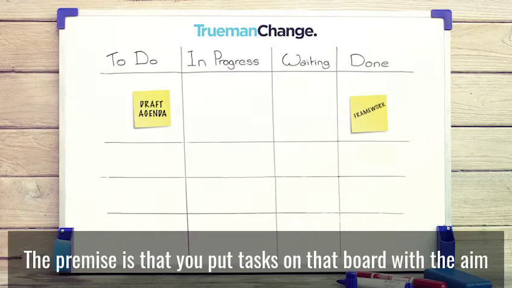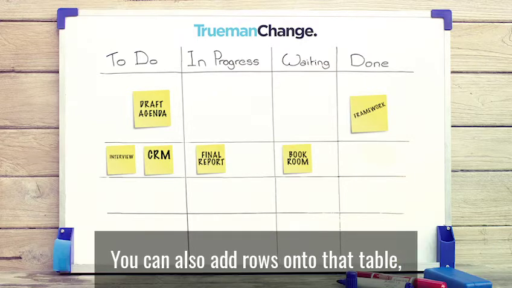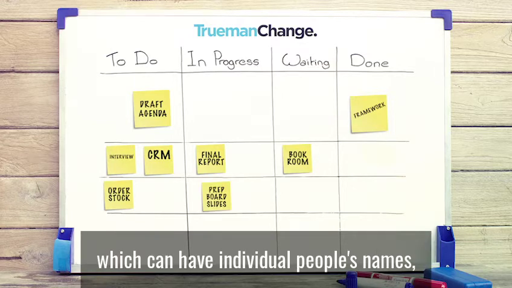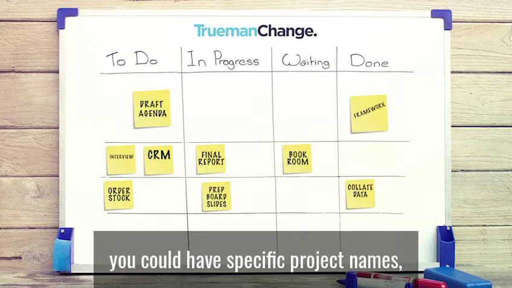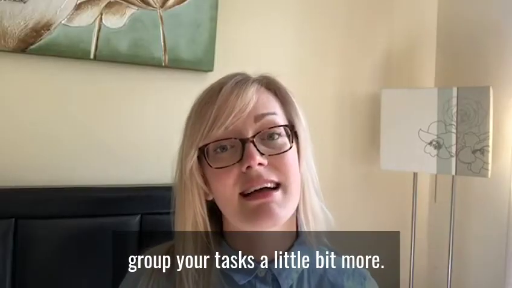The premise is that you put tasks on that board with the aim of moving them along from to do into eventually done. And you can also add rows onto that table, which can have individual people's names. You could have specific project names, specific work area names that just helps you group your tasks a little bit more.